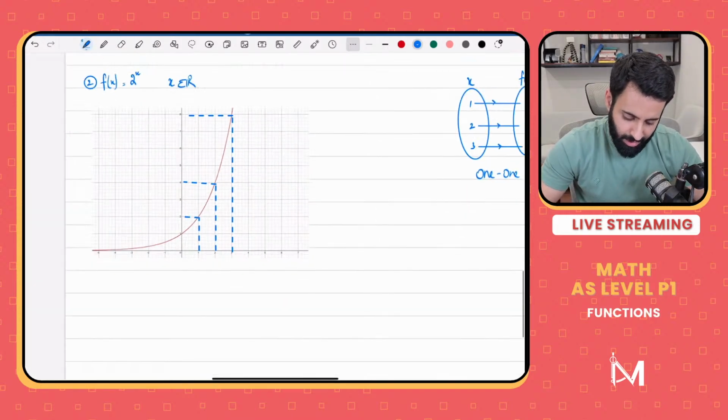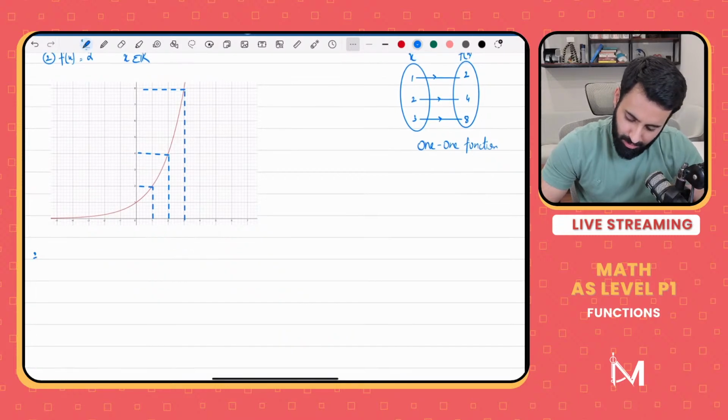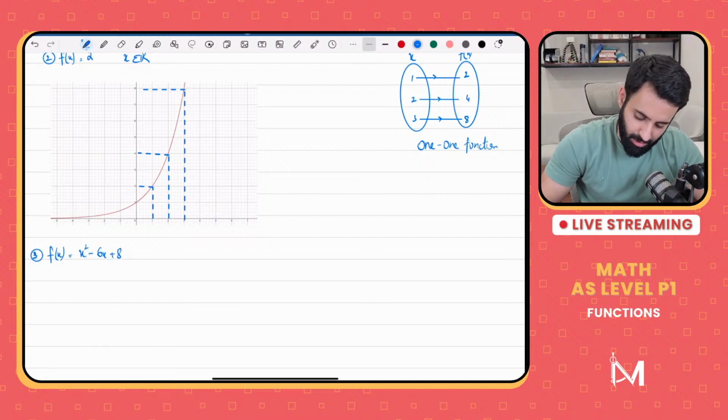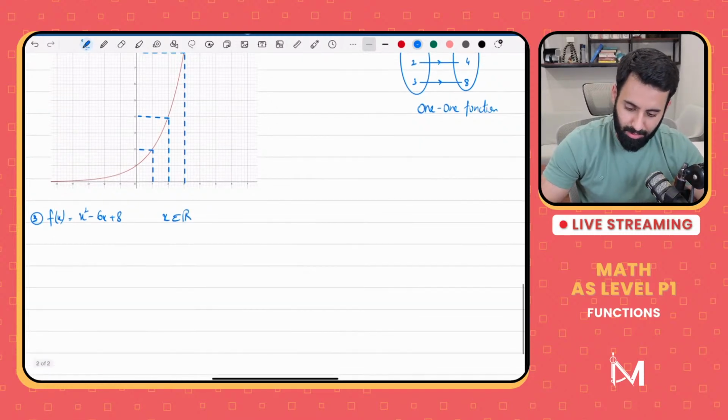Then let's take a look at a quadratic function. Let's say you have f of x, which is equal to x squared minus 6x plus 8. And here, x belongs to the set of all real values as well.